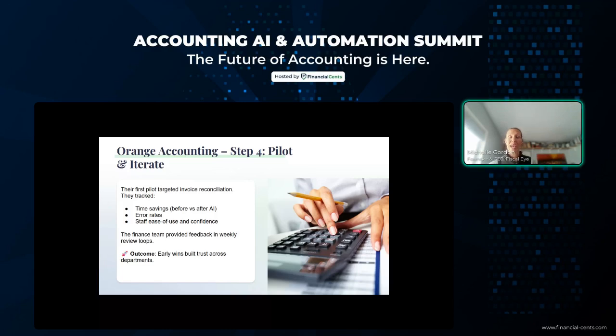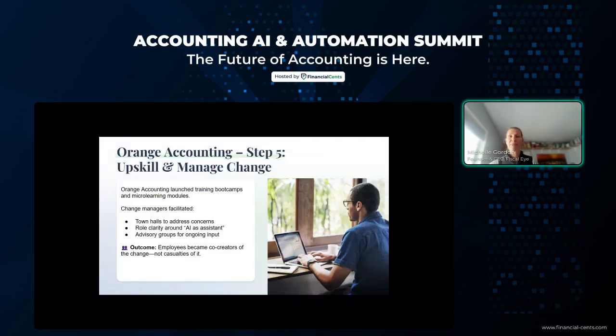The finance team was actively involved. They participated in weekly feedback loops, sharing what worked, what didn't, and proposing improvements to the workflow. The outcome: Orange Accounting saw clear early wins. Processes were faster, more accurate, and less frustrating. But more importantly, those wins built trust. Across departments, employees began seeing AI not as a threat, but as a helpful partner. And that made the difference in moving forward.